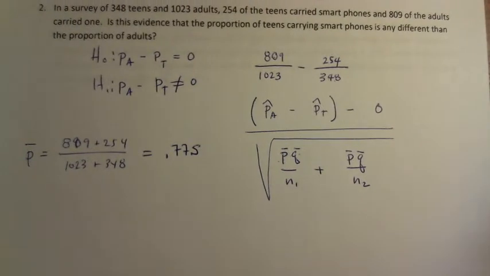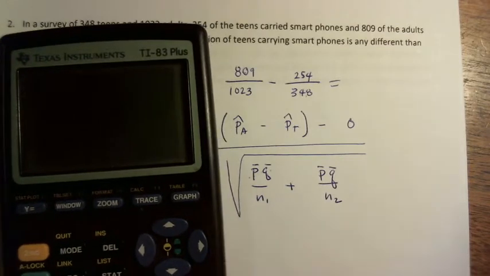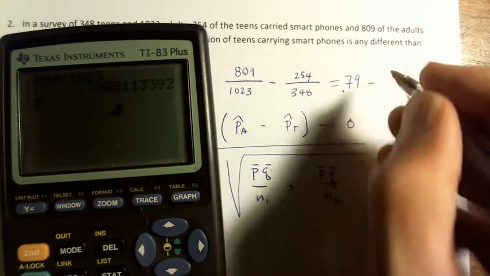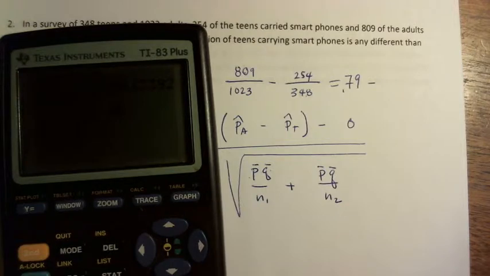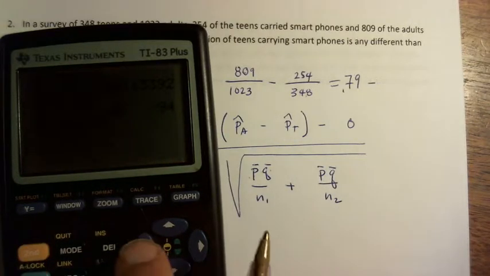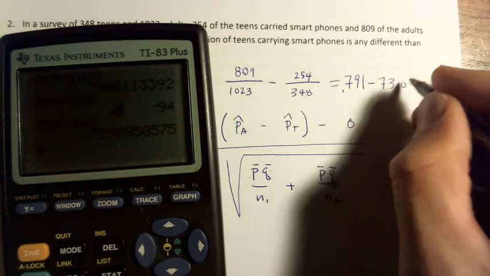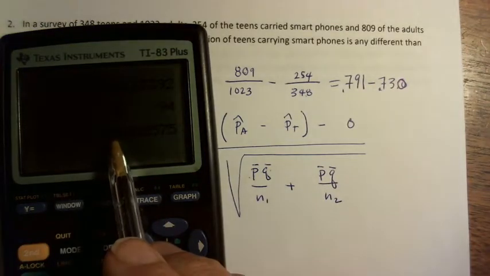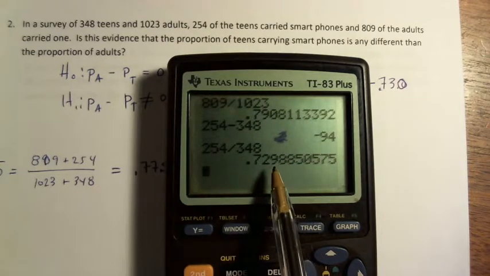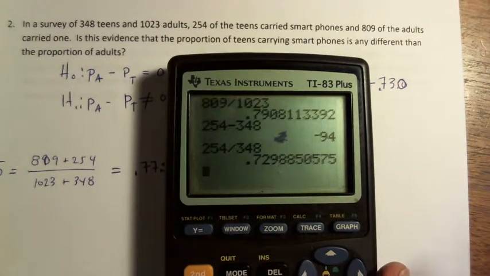Alright, so let's see what our statistic is on top. Let's just calculate it one step at a time. 809 divided by 1023. That's 79%. 254 divided by 348. That's 72.9. So let's keep it to three significant digits. 79.1 minus 73.0, because if we round this to three significant digits, it's 73.0%. Notice 254 divided by 348, 809 divided by 1023. That's how we get those two numbers.